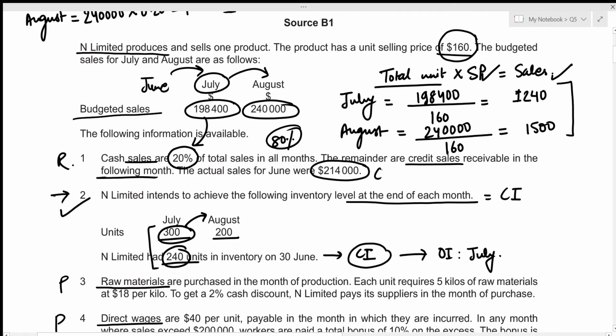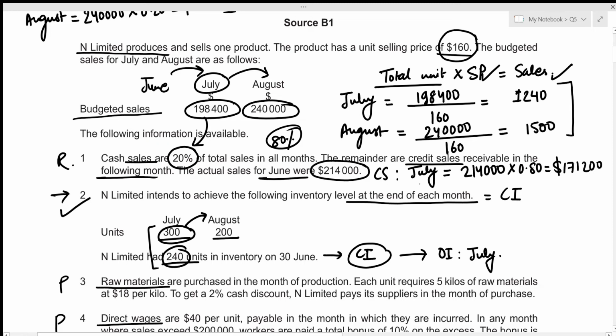So let's write down our information regarding credit sales right here. The amount to be received for credit sales in the month of July is for the credit sales made in the month of June. And that is 80% of the total sales. So that's just going to be 214,000, which is the total sales made in the month of June, and 80% of it is the credit sales. So that's times 0.80. This gives the total credit sales received in the month of July to be 171,200.